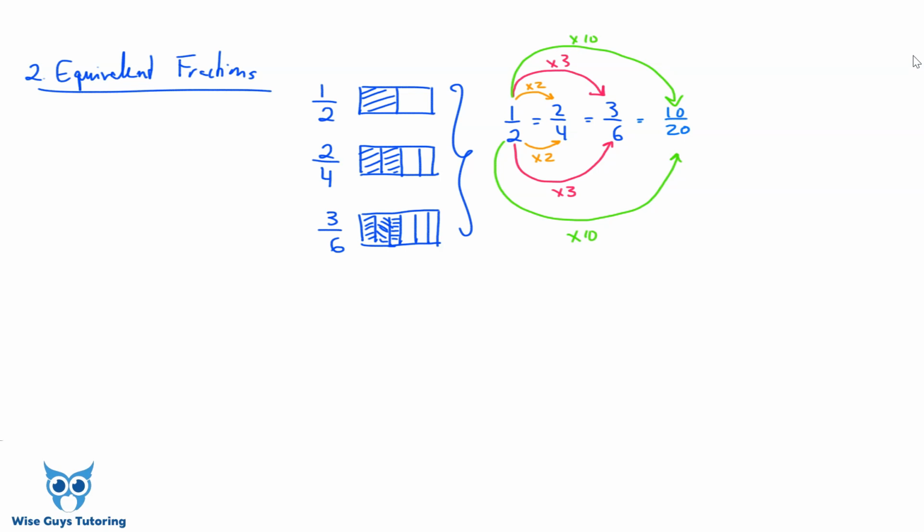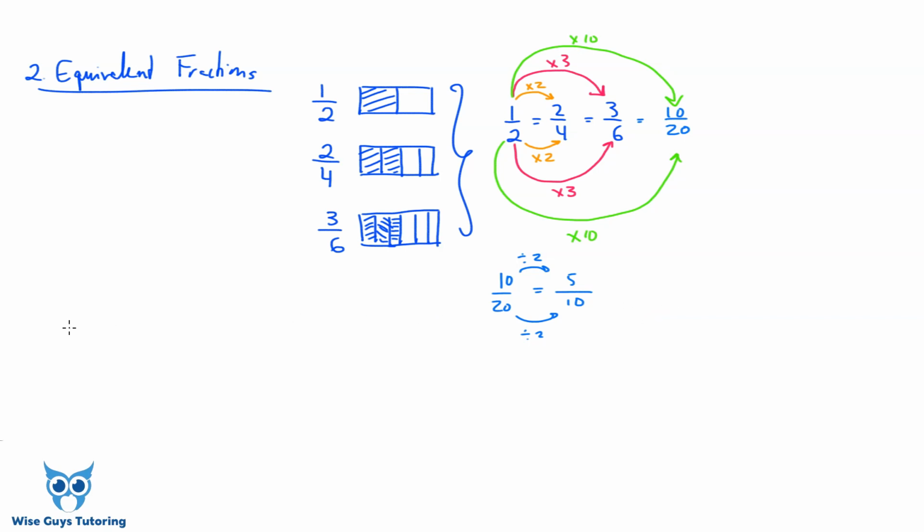As long as the top and bottom are multiplied by the same number, you will end up with an equivalent fraction. In fact, dividing would also work, right? If you were to go from the 10 over 20 and divide by 2 on top and bottom, then you would end up with 5 over 10, and these are also equivalent fractions, so it works both ways.